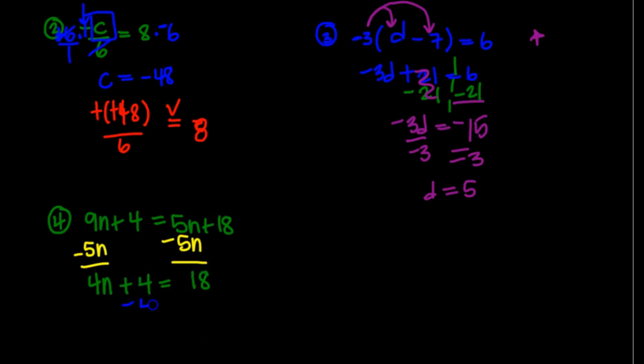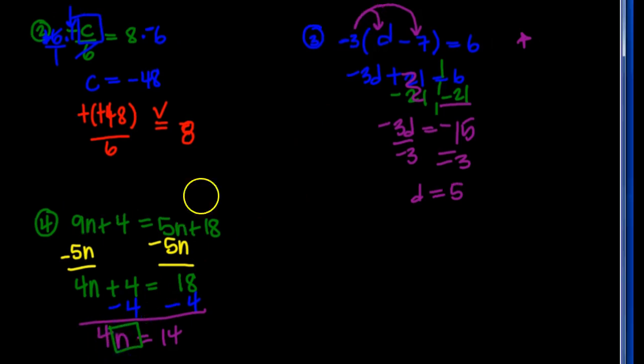All right, now I need to move the 4. So it says +4, so I'm going to subtract 4 from both sides. Subtracting 4 from both sides leaves me 4n on the left side and 14 on the right side. My last step is to get n by itself. This says 4 times n, so I'm going to divide both sides by 4. So n equals 14 over 4, which will reduce if I divide top and bottom by 2. That will reduce to 7/2.